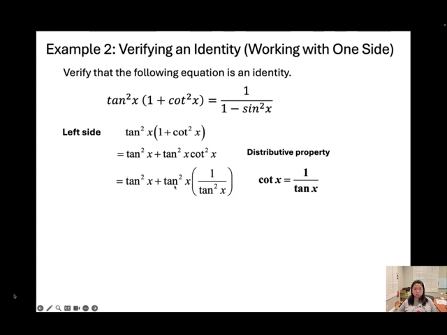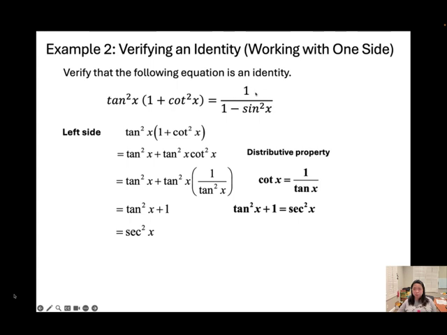Okay, good. Simplify it. So I'm left with tangent squared x plus 1. What is tangent squared x plus 1? Any identities? Yes, right? Tangent squared x plus 1 will be equal to secant squared x. That's really good. Now look at the right-hand side.